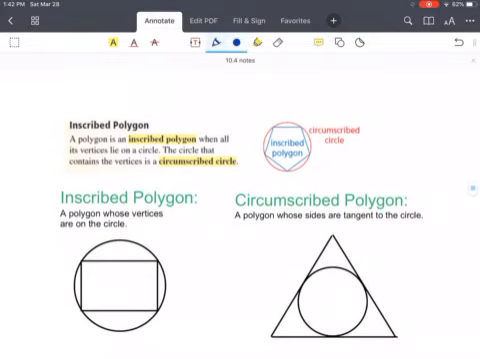Next thing we're talking about is inscribed polygons. A polygon is said to be an inscribed polygon when all vertices are on the circle. And then you have a circumscribed circle, so it's the circle that is around the polygon, or an inscribed polygon because the polygon is inside the circle. And so you can say it in both directions there.